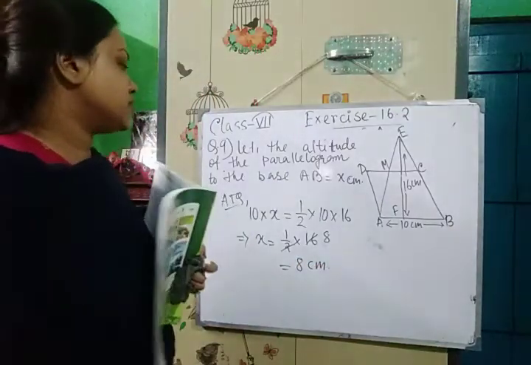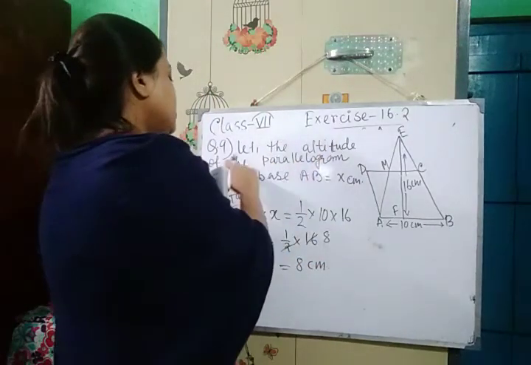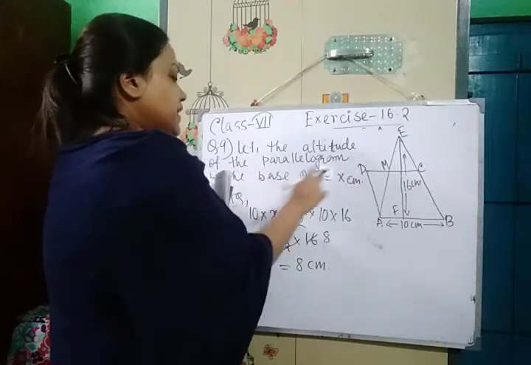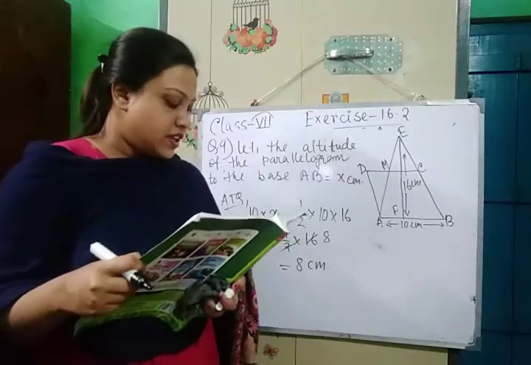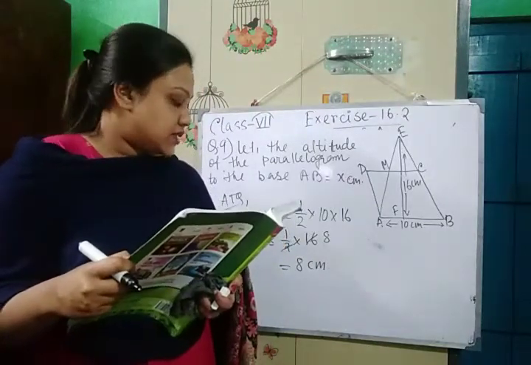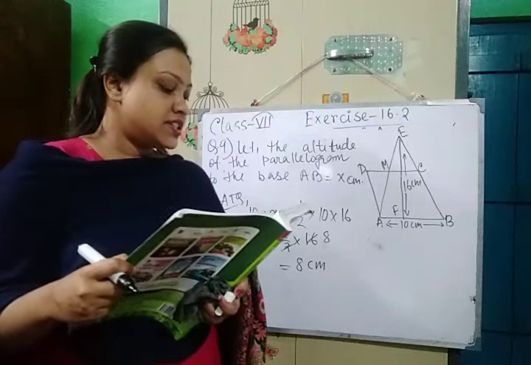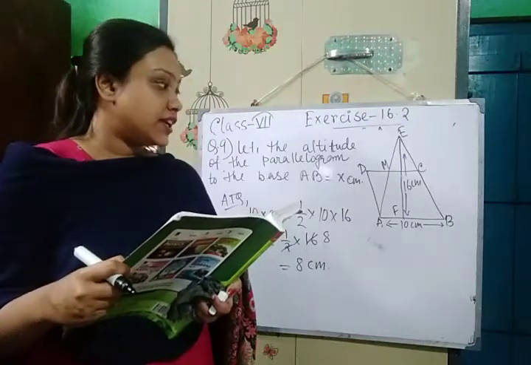So x equals 16 centimeter. That means the altitude of the parallelogram to the base AB is 16 centimeter. Hope this is clear. Next question: find the area of the triangle AMD.